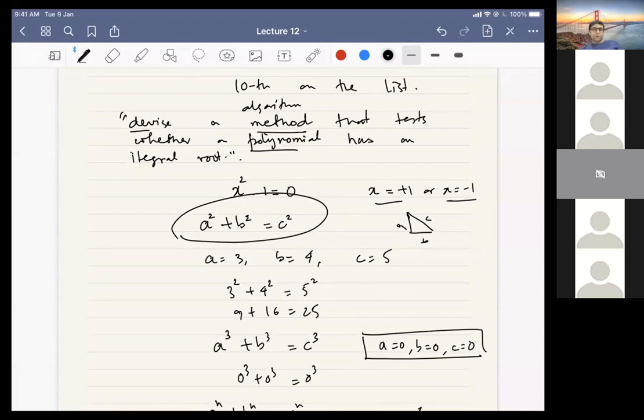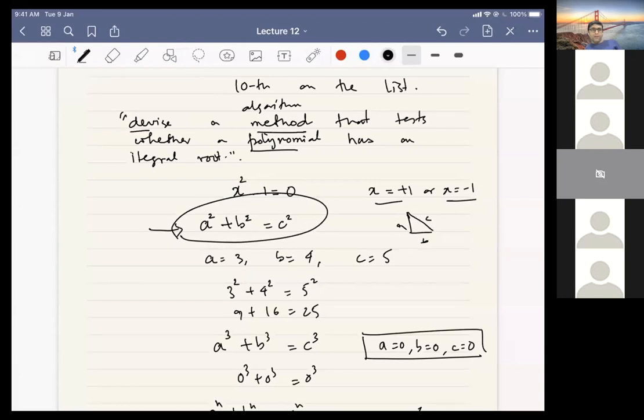For example, such solutions exist for some kinds of polynomials, but not all. For example, we can generate solutions for a squared plus b squared equals c squared. But when the power is 3 or more, it's not possible. So mathematicians were struggling at that time, and they could not find a solution.